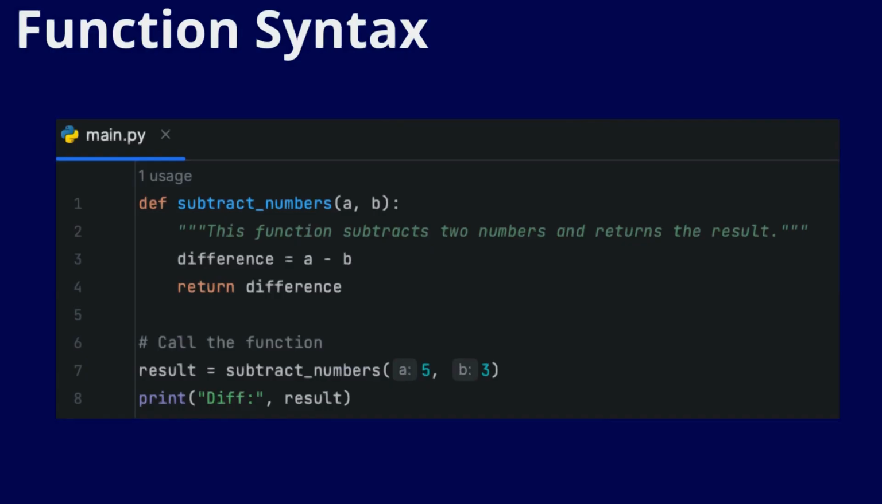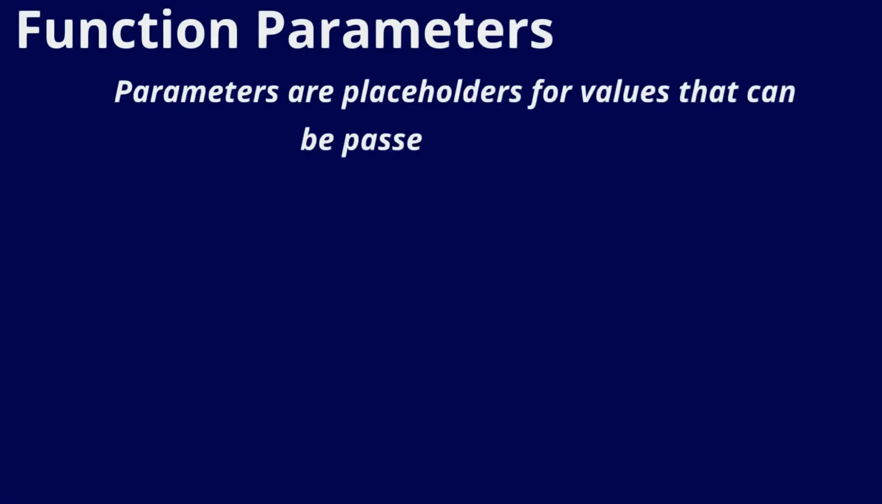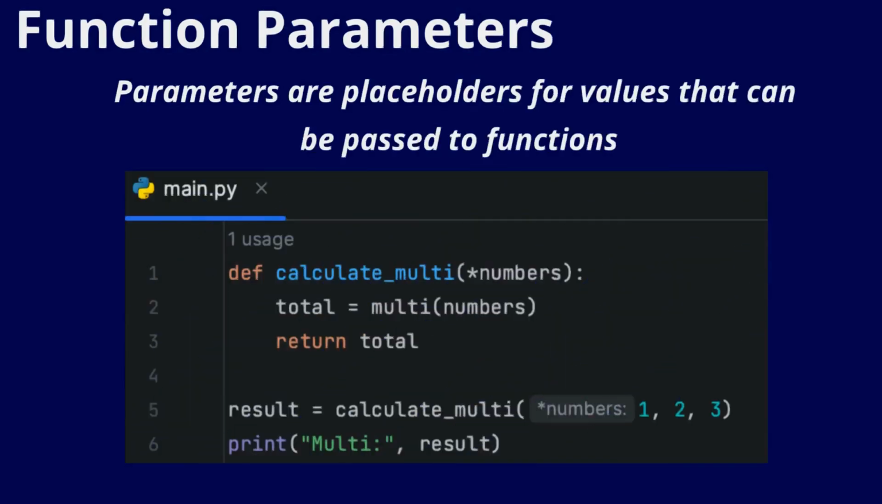Number 2. Function syntax. Def function name, parameter 1, parameter 2 is an example of how definitions are set. The function body has a code block and performs actions. This is basically the work that is getting done by the function. And there's an optional return value as well. Number 3. Function parameters. Parameters are placeholders for values that can be passed to functions. By using them, you can make your function work with a variety of inputs. During the definition of a function, parameters are enclosed in parentheses.